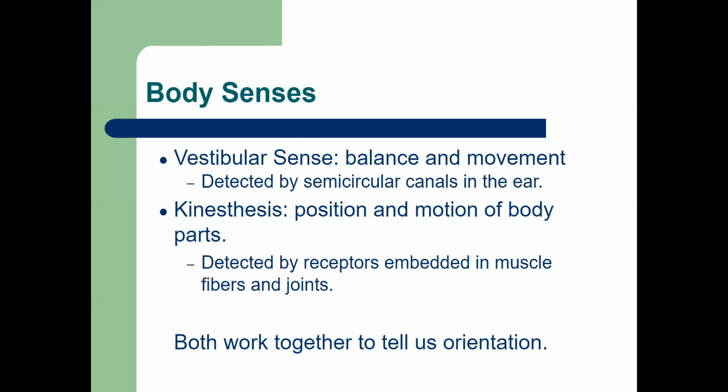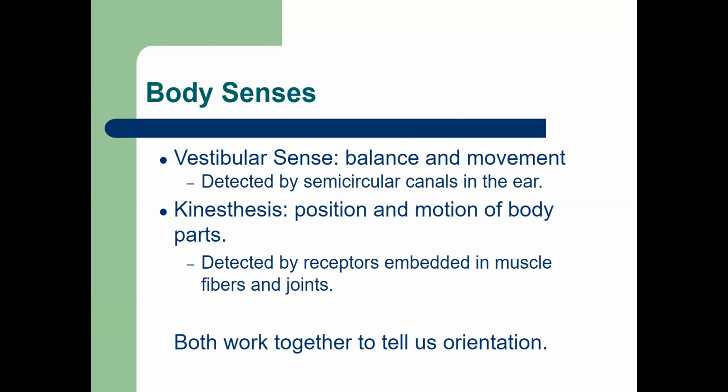Your body has two kinds of senses that give you information about your movement and your orientation in space, as well as help you to maintain balance. These are the vestibular and the kinesthetic senses. The vestibular sense provides information about balance and movement. It tells us whether our head is tilted, moving, slowing down, or speeding up.